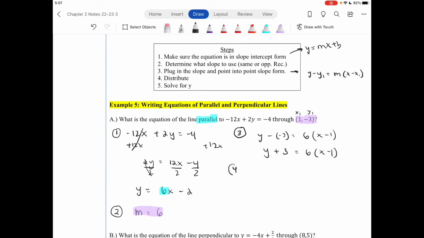Then step number 4 tells us we need to distribute our slope to everything that's in the parentheses. So we'll have y plus 3 still is equal to 6x minus 6. Then step number 5, we are going to go ahead and solve for y. So we just need to subtract the 3 on both sides, making sure to line up our like terms. So y will be equal to 6x minus 9. This is the equation of the line that is parallel to the original equation, and it also goes through that specific point of 1, -3.